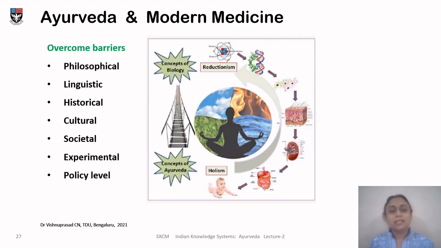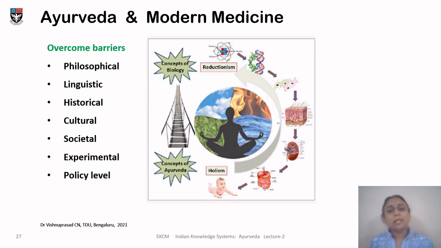We are now overcoming these barriers, which are philosophical, or the fundamental premise of Ayurveda and modern medicine. We are overcoming barriers there. We are overcoming the linguistic barriers of Sanskrit versus English used in Ayurvedic texts versus modern medical texts. We are overcoming the historical, cultural and societal barriers that have shrouded the science that is present in Ayurveda over all these past generations. We are also now performing evidence-based research, carrying out many experiments to prove Ayurvedic principles using modern scientific method, using cutting-edge technology.